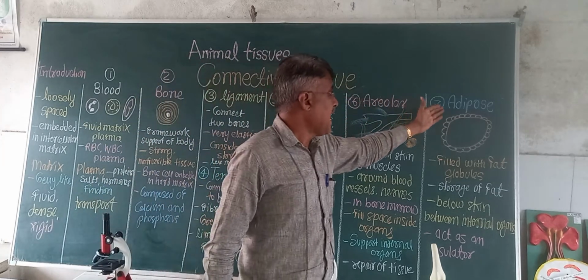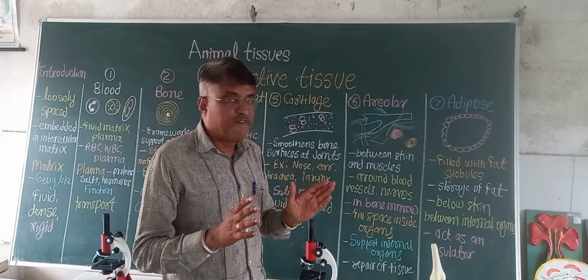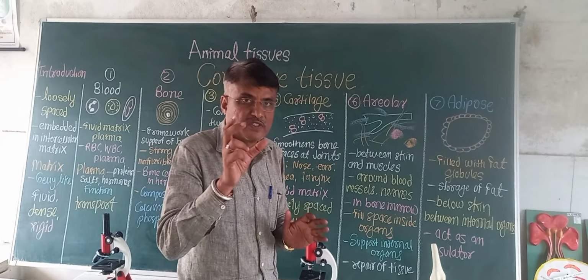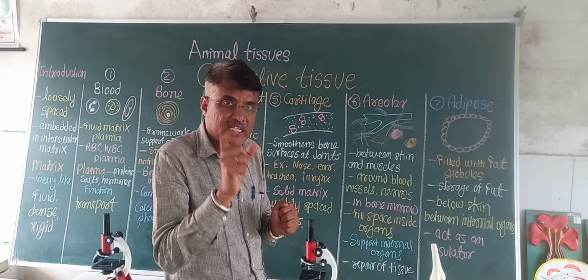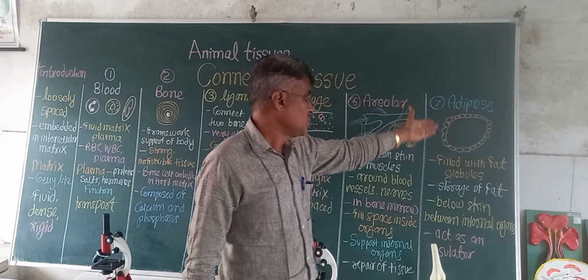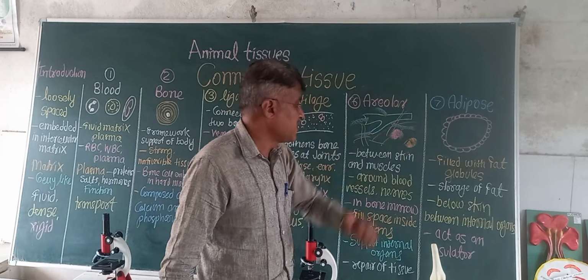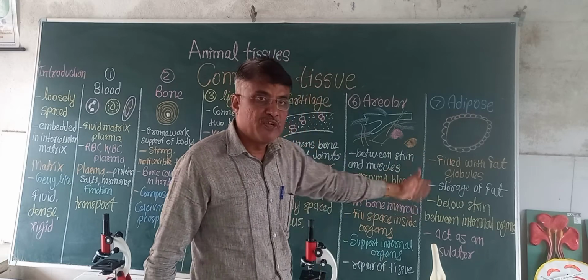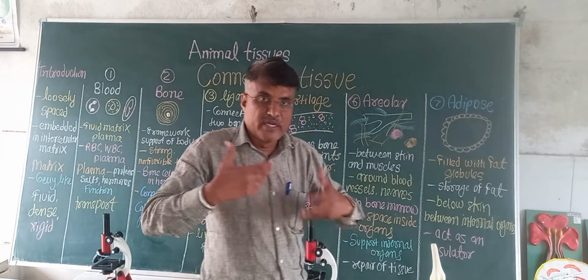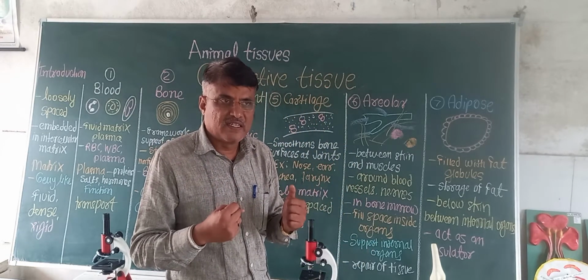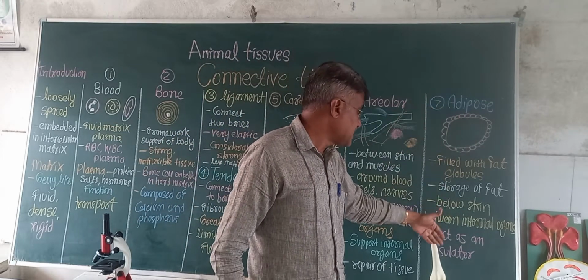Now the last part, adipose connective tissue. Adipose connective tissue is filled with fat globules. Adipose is related to the fattiness of our body. The fats present in our body get stored in which type of tissue? Adipose connective tissue, the storage place of the fat. That is present below the skin, also between the internal organs, and acts as an insulator. Insulator means that in a fatty person, winter shivering occurs less, because this adipose tissue acts as an insulator.